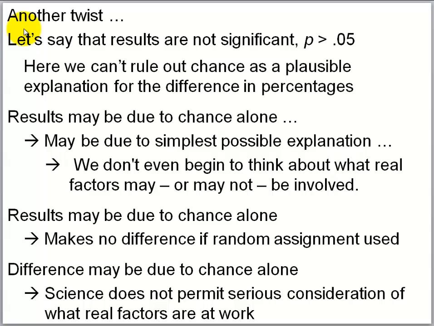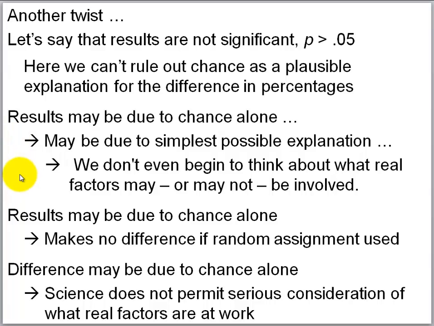Let's toss another twist on our results. Let's say that the results are not statistically significant. In other words, that p is greater than 0.05. Here, we can't rule out chance as a plausible explanation for the difference in percentages. In other words, the results may well be due to chance alone. Now, chance alone is the simplest possible explanation. So if the results aren't statistically significant, they may be due to this very simplest possible explanation, chance.